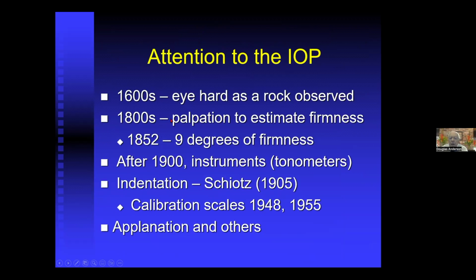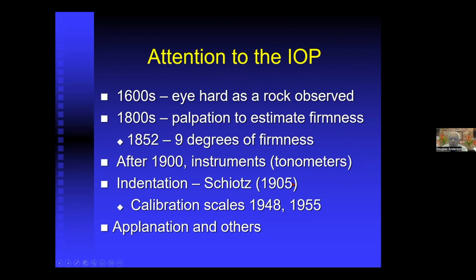And by the mid-1880s, palpation of the eye with different degrees of firmness, 9 degrees, was described. And so evidently there was varying pressure between eyes, some of which were high. And it was determined that there should be some way developed to measure the pressure. And that was finally done at about 1900 with instruments.